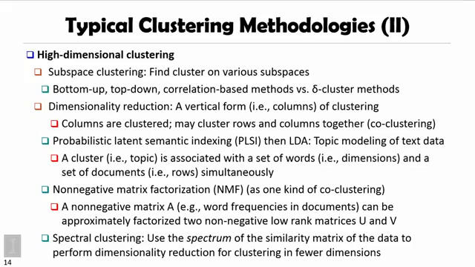Another very interesting method we're going to study is called spectral clustering. That means we use the spectrum of the similarity matrix of the data to perform dimensionality reduction, the higher dimension reduced into lower, fewer dimensions. Then we can perform clustering in fewer dimensions. That's spectral clustering methods. In this course, we are going to study many low dimension and high dimension clustering methods and study their different variations and applications as well.